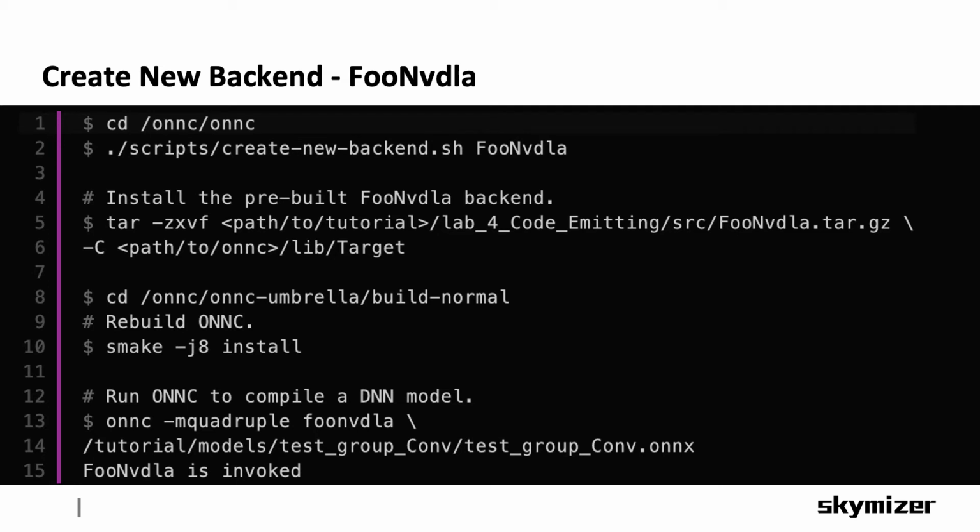After we log in to the Docker container, we can start to create a new backend, FooNvdla. The details are similar to what was done in the previous lab, and we will skip them in this lab. You may create a new FooNvdla backend by following the example commands in this slide.